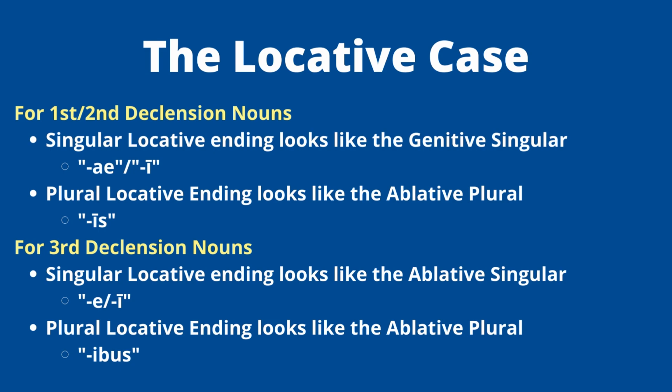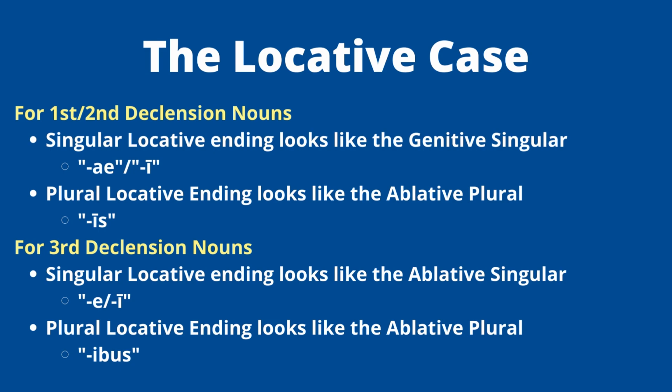Okay. The plural locative ending looks exactly like the ablative plural. So if I was talking about the name Athens, right, I would say Athenis with a long IS. That would mean I'm in Athens. Greek cities tend to have plural names because you're really talking about the city and everything around it. If it's plural, use the ablative plural ending, which would be long IS.